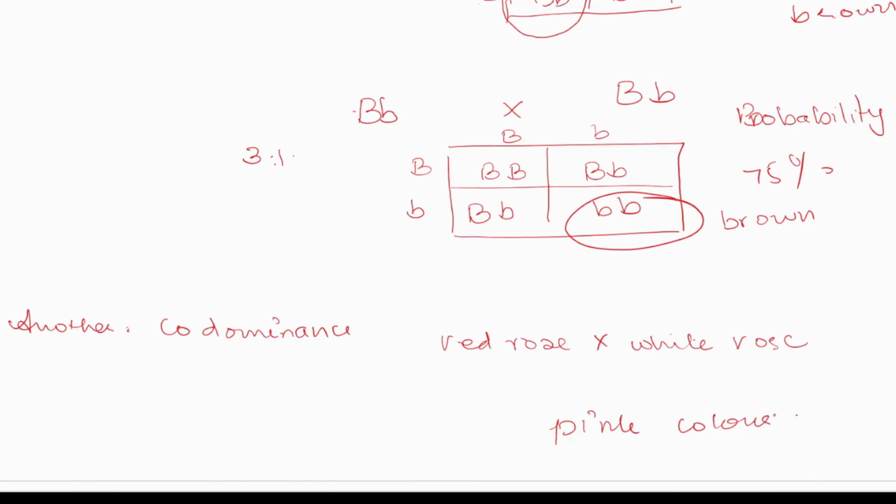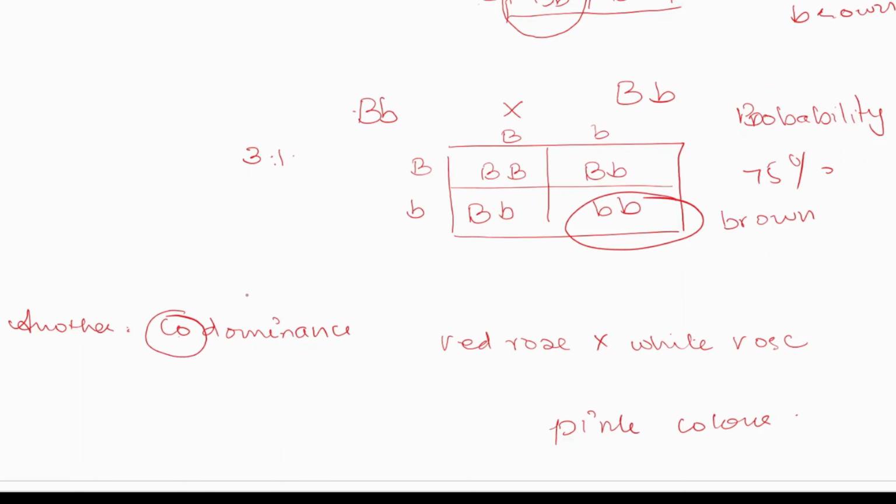Haven't you ever observed it? Yes, it can be done. If you cross between the red and white, they will produce pink color. It's common. Now, as both are expressing, red is expressing itself, white is also expressing itself. So this would be codominance, where both are dominant.